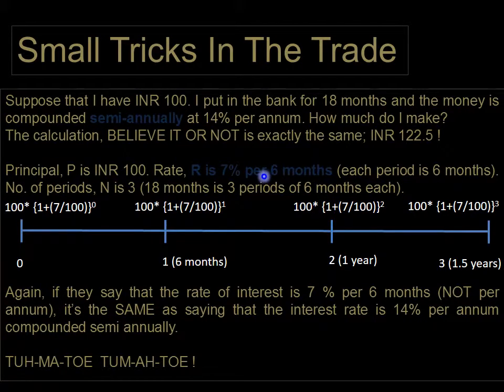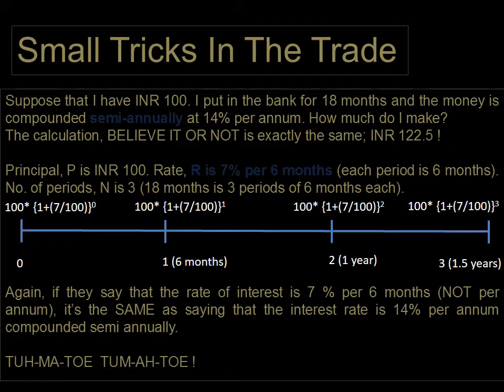So again, R is rate per period. N is the number of periods. The unit must match. The timeline again is exactly the same. The only thing that you need to understand here is that 7% per 6 months is the same thing as saying 14% per annum compounded semi-annually.